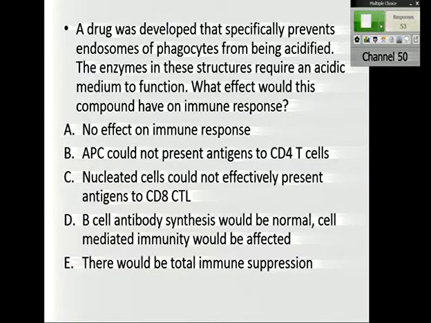Okay? So this is a very commonly tested concept. Please remember that antigen presenting cell phagocytose and process the antigen inside the endosome. Endosomes need acidic pH to function. If there is no acidic pH, there is no breaking down of the antigen. So the correct answer is B.